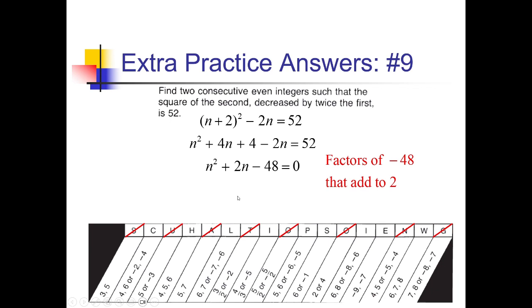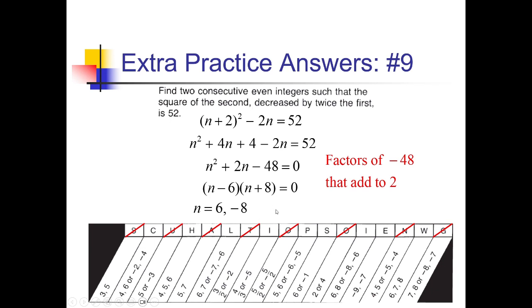So we have n minus 6, n plus 8. That gives us n values of positive 6 and negative 8 to zero out each of those. And now we wanted consecutive even integers. Well, these are both even. It doesn't matter that one of them's negative. They didn't say it had to be positive.